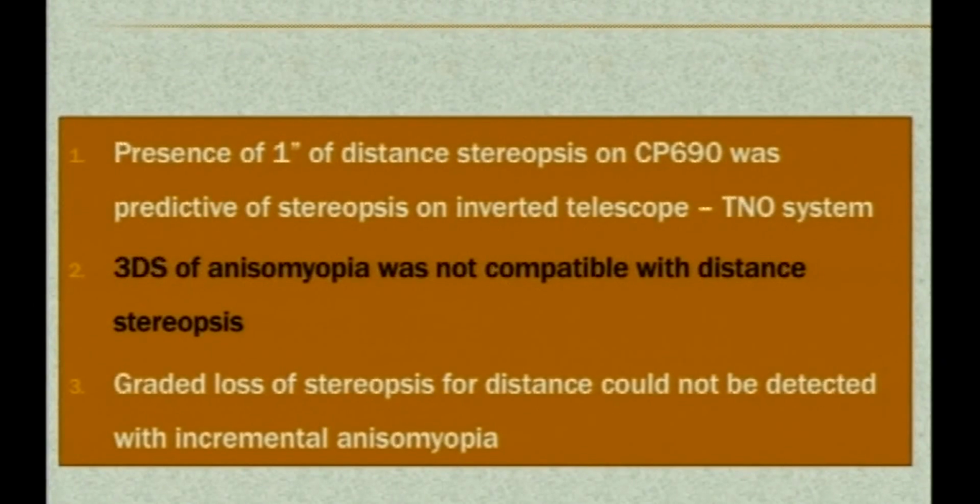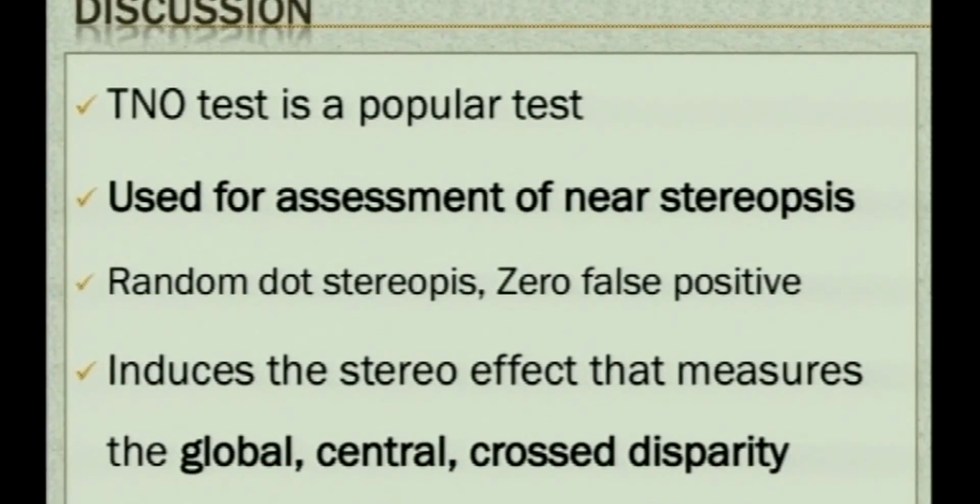So one conclusion coming out of this study is that the presence of 1 arc second of distance stereopsis on CP690 was highly predictive of the presence of stereopsis on the inverted telescope system. We had no patient who did not have stereopsis on the TNO chart, which is actually more difficult. So no false negatives on TNO. And 3 diopters of anisomyopia is not compatible with the presence of distance stereopsis, and hence one should not be creating anisomyopia or monovision for treatment of patients who are having progressive myopia in children, or in adults also you don't want to create 3 diopters of anisomyopia.